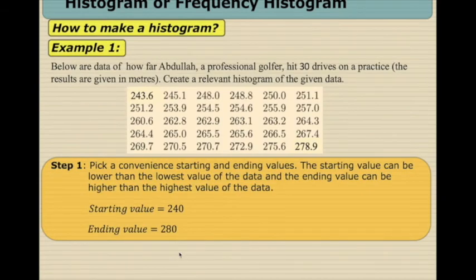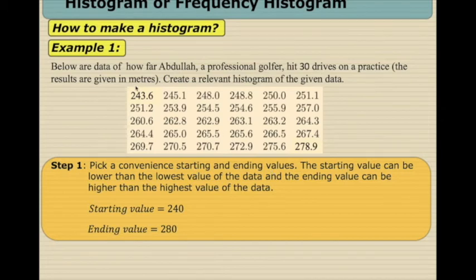Okay, now let's take a look at this example. This data is taken from how far Abdullah, a professional golfer, hit 30 drives on a practice. The instruction is you are to create a relevant histogram of the given data. And as before, the first step is for you to pick convenient starting and ending values.